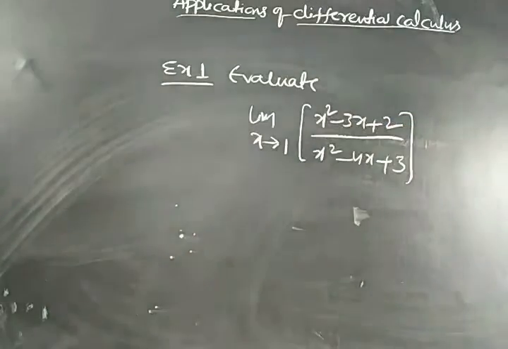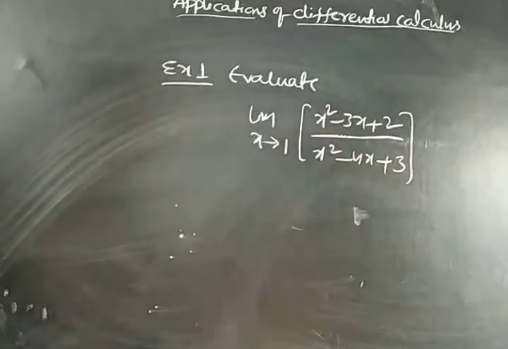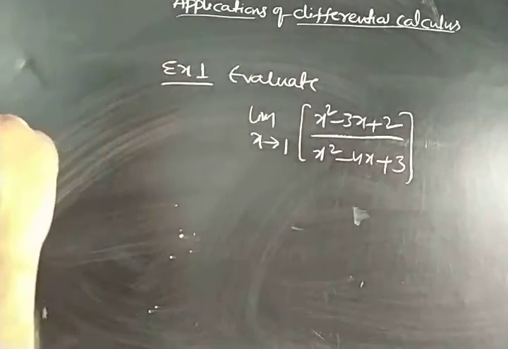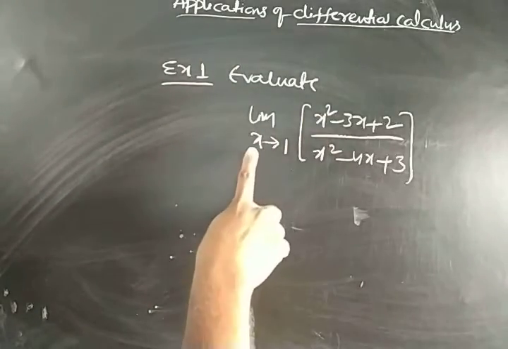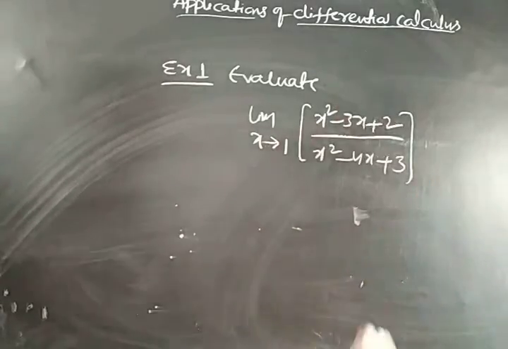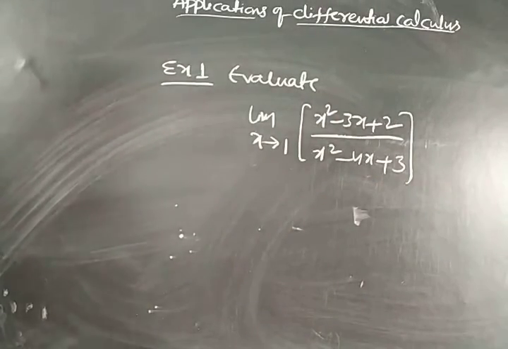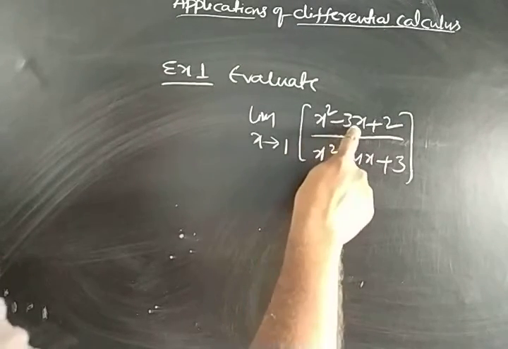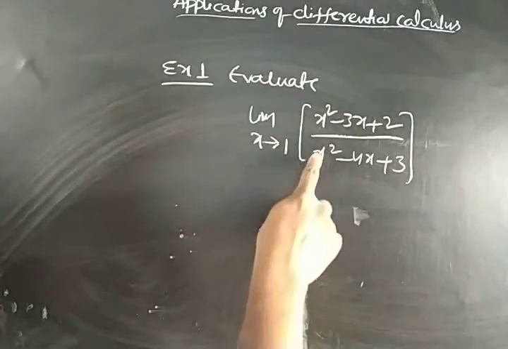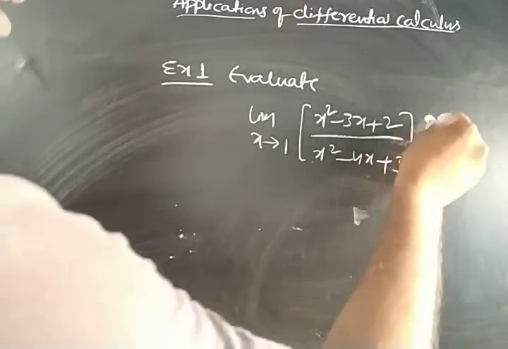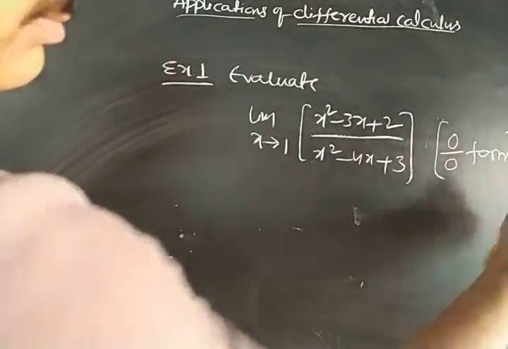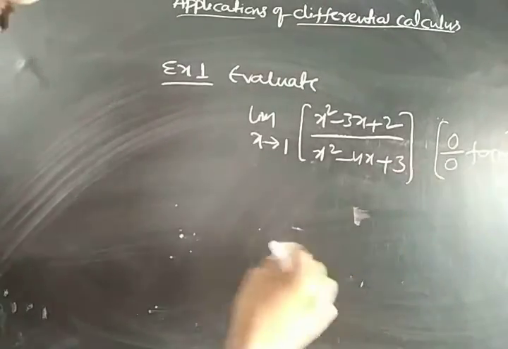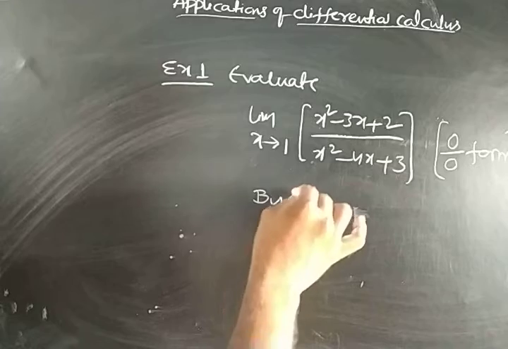Now I am going to find the limit of this function. This is in the form of f of x by g of x. First of all, you directly substitute the value. If you are getting the limit value, then that is the answer. If you are getting indeterminate form, then apply the L'Hospital rule. Substituting 1 minus 3 plus 2, numerator 0; 1 plus 3, 4, minus 4, 0. So we are getting 0 by 0 form, which is indeterminate form. So apply the L'Hospital rule.